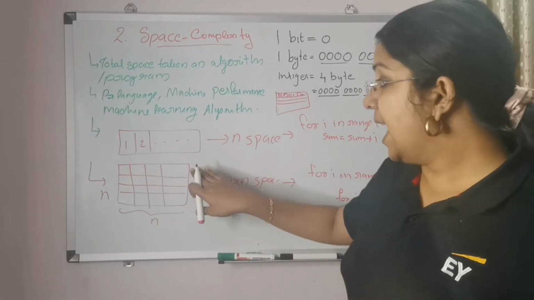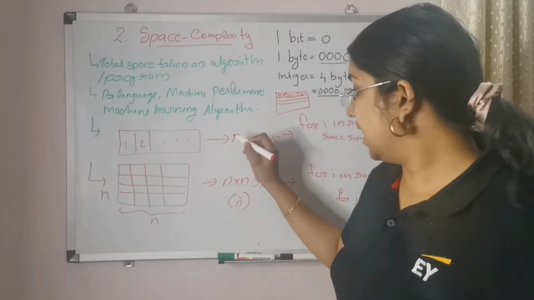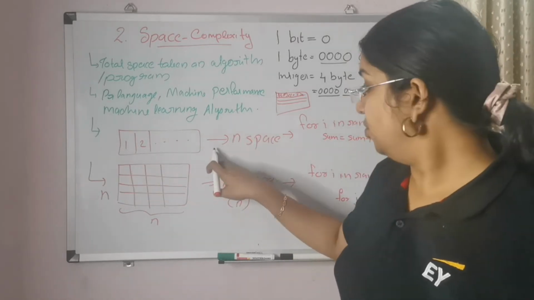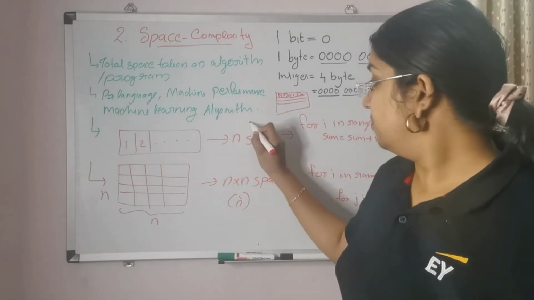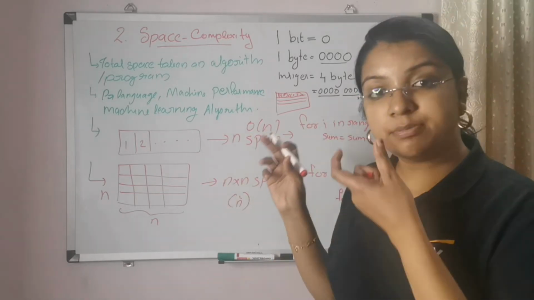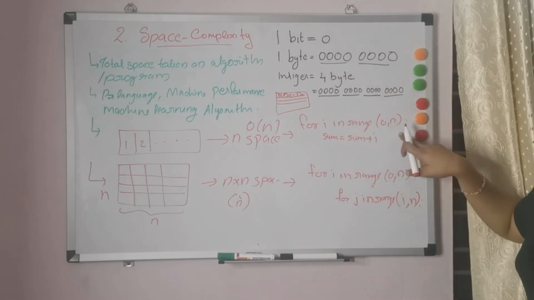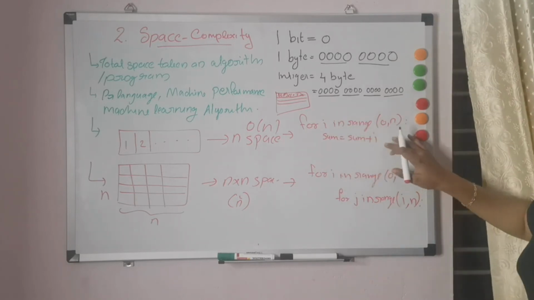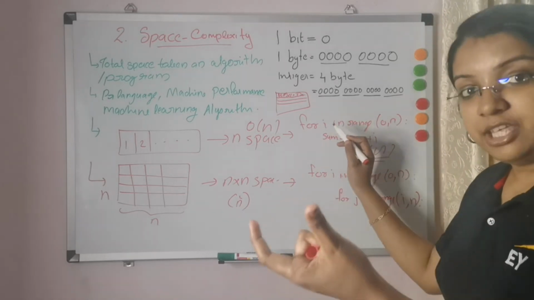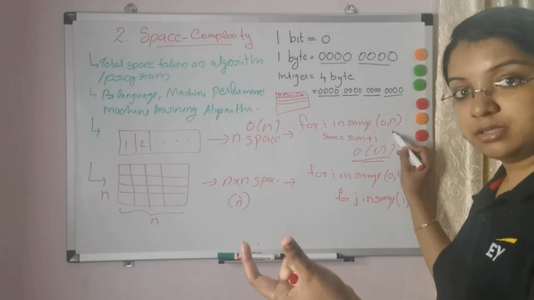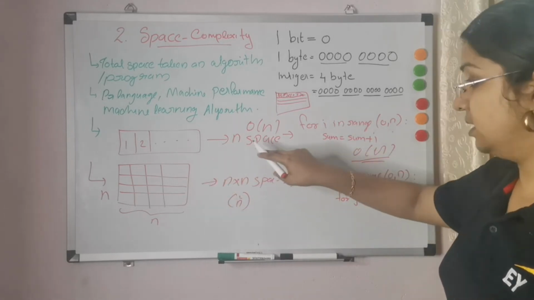For example, this is a one-dimensional array, only one dimension. The space complexity required to store this array is n, because n is the space needed to store this much data. For example, here: for i in range 0 to n, sum equals, just to run an example. So big O of n is the total space complexity. That means iterating i from 0 to n, and that many elements we need to store in space allocation. That is the reason it is big O of n.